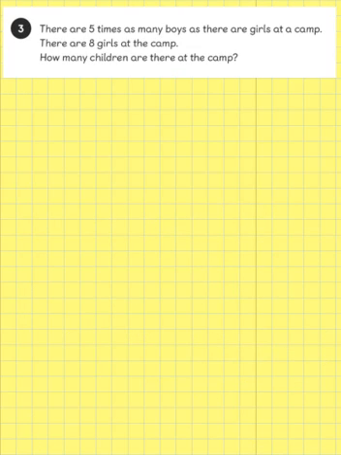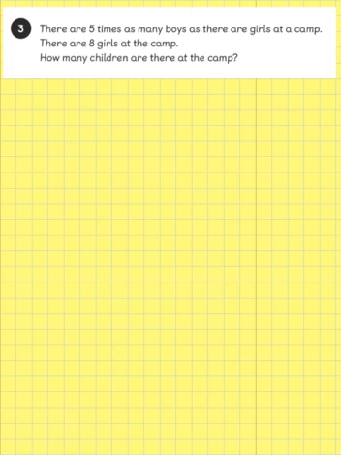Last guided practice question then. There are 5 times as many boys as there are girls at a camp. There are 8 girls at the camp. How many children are there at the camp? So I'm not going to say any more. I want you to pause the video and see if you can work out this answer.